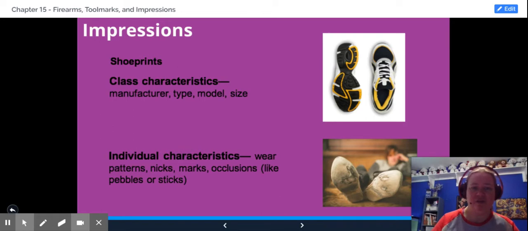Same thing with shoes. Shoe prints, class characteristic can be manufacturer, type, model, and size. Unless it's like a really extreme size, like a size 15 or something. Not too many people wear size 15, so that could be more individual, but for the most part, size is considered class. Individual characteristics, again, wear and tear. Nicks, marks, occlusions, which are little things that get stuck in the treads, and that can leave a mark.